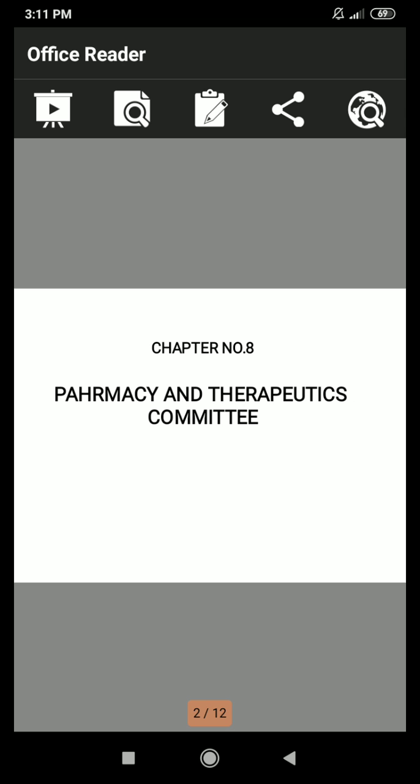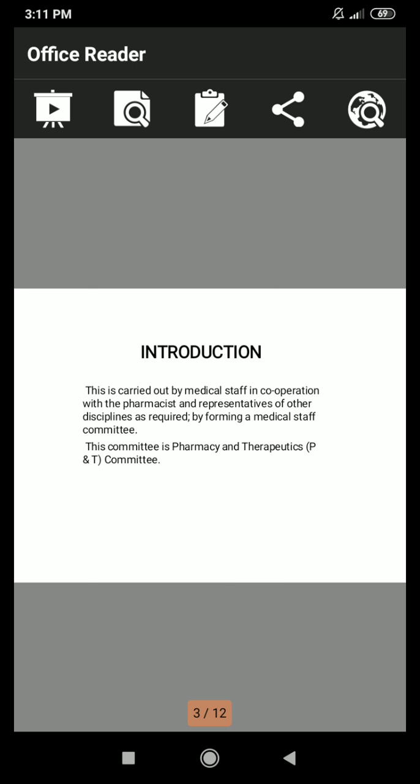Let us first shortly look at what we saw in the previous lecture. First is the introductory part of the chapter, that is the medical staff are responsible for the policies and practice of drug utilization within the hospital. Then these are carried out by the medical staff in cooperation with the pharmacist and representatives of other disciplines as required by forming a medical staff committee.